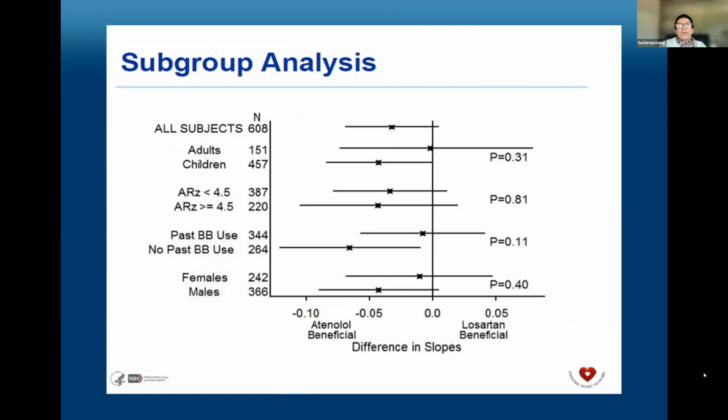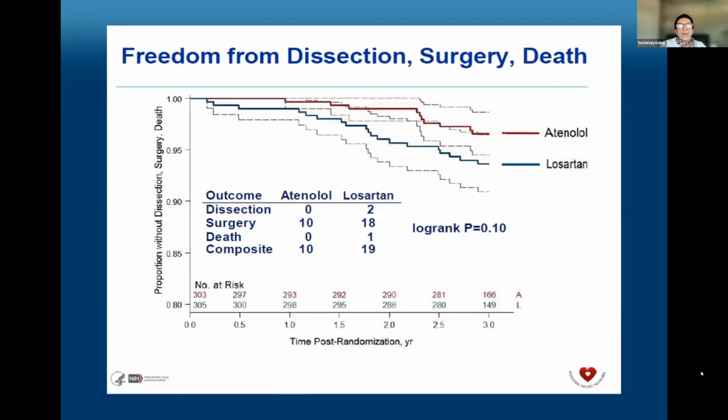When the data was analyzed per subgroups, whether age made a difference, or aortic root size or Z-score, past use of beta blockers, or gender, there was again no difference in the subgroup analysis of atenolol benefits versus losartan benefits. Next slide, please. In addition, both medications had very low incidence of side effects and very low adverse effects, which included dissection, surgery, or death during the trial period.